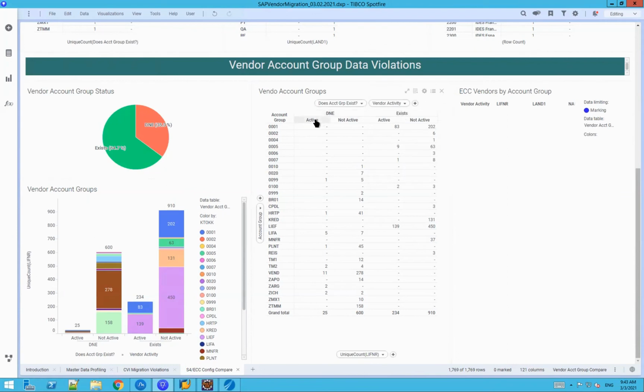Now we can take it a step further and see, is the vendor active or non-active? As I showed in the first profiling dashboard, the purchase orders on the vendors can really tell us if we should migrate them or not. If there aren't any purchase orders, maybe there are no invoices. If there's no activity on that vendor or it's marked for deletion, then we shouldn't even take it into consideration in this whole process. That's really where we can narrow down to the ones that are active.